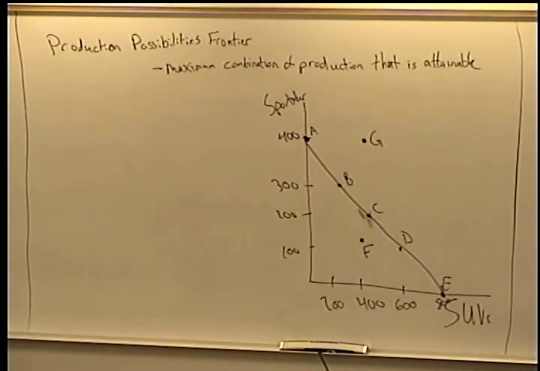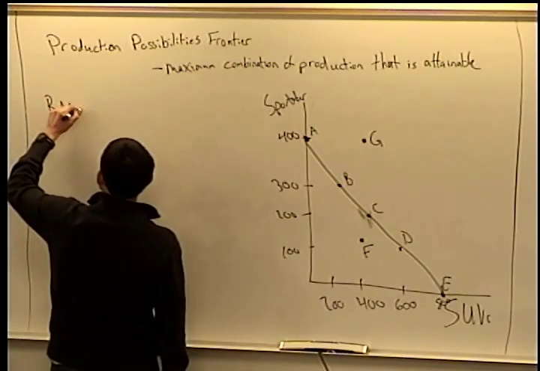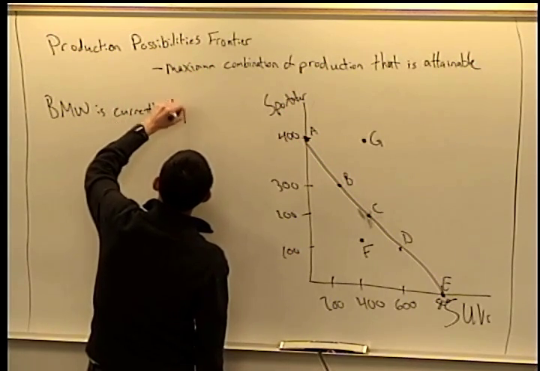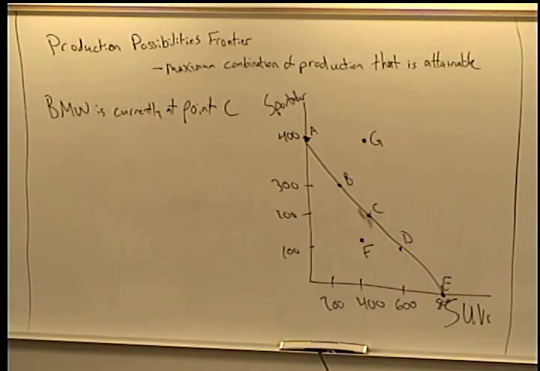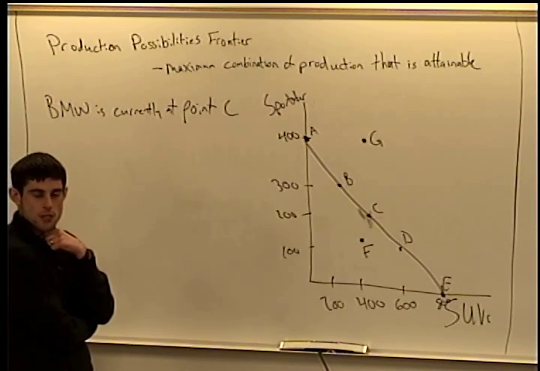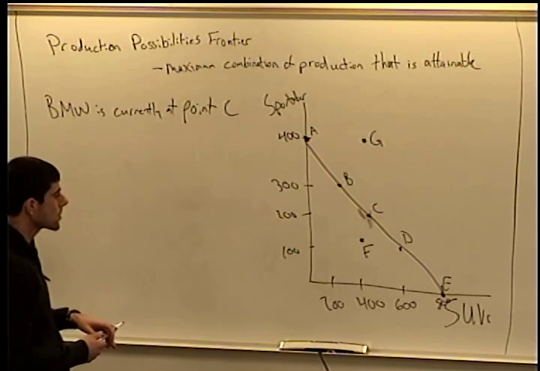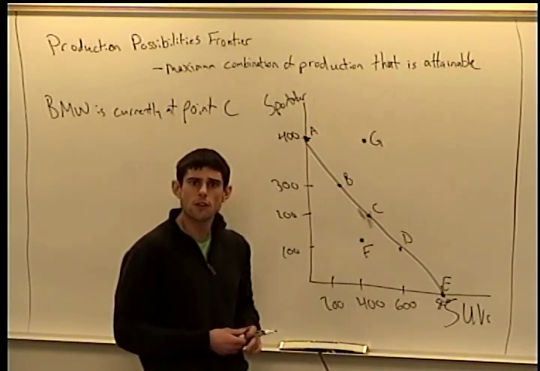Next thing, suppose that we are at point C. So BMW is currently at point C. And they want to know what happens if we want to produce more SUVs. What is the cost of producing more SUVs, or producing one more SUV? Okay, so here they want to produce more SUVs. So they want to move from C to D. And they want to know what are the costs involved there.